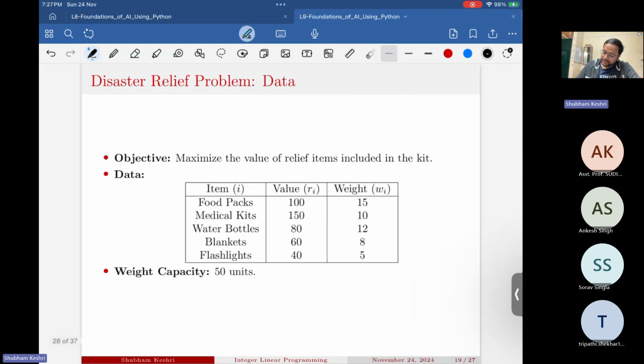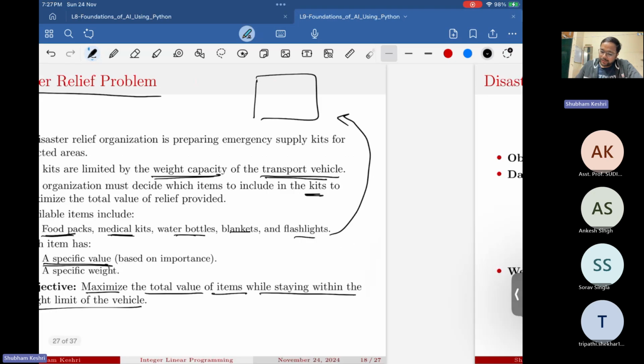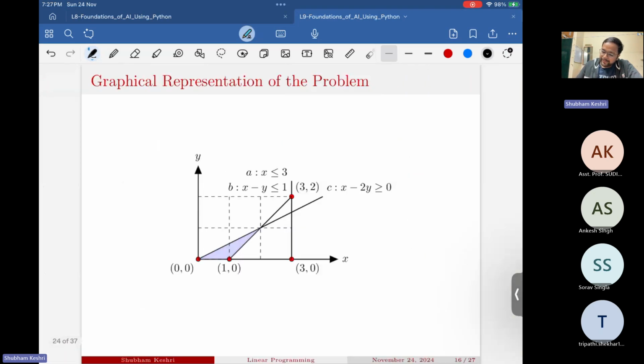So these are the data. The items are written over here. We have the different rewards and different weights. And this is the capacity of the vehicle, 50 units. Now, before I show you the formulation of this problem, we will approach the formulation in a very similar way.